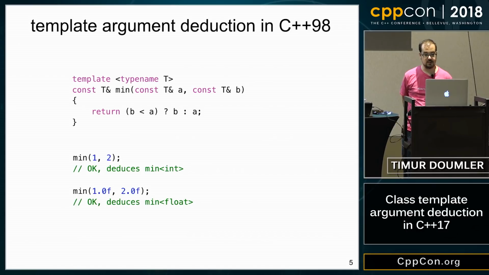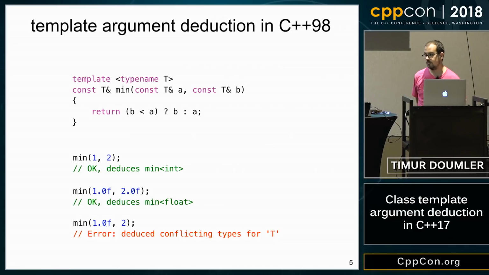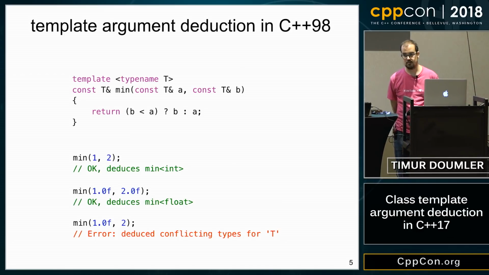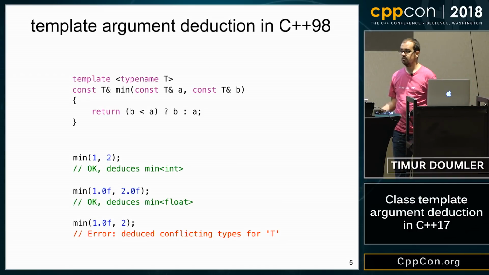So if you give it two ints, it's going to deduce min int and instantiate that. If you give it floats, it's going to instantiate that. If you give it a float and an int, it's going to say, well, conflicting types, I can't deduce this. I'm expecting one template argument to deduce, and I get two different ones. I can't do this. I presume that you know how this works, because we're not going to talk about function template argument deduction. We're going to talk about how CTAD builds on top of that.